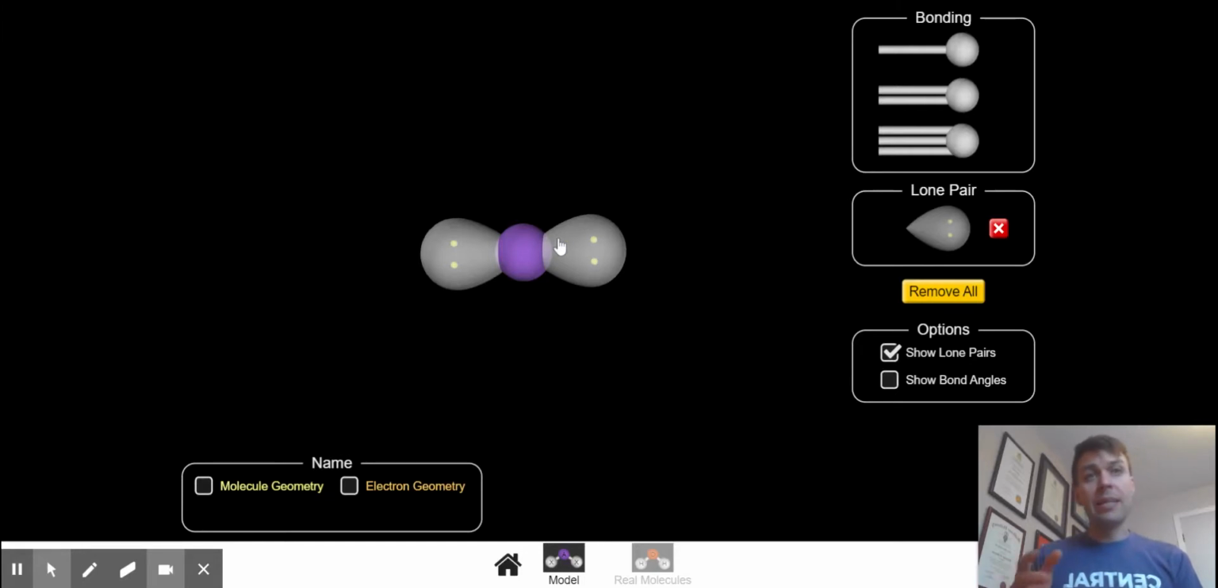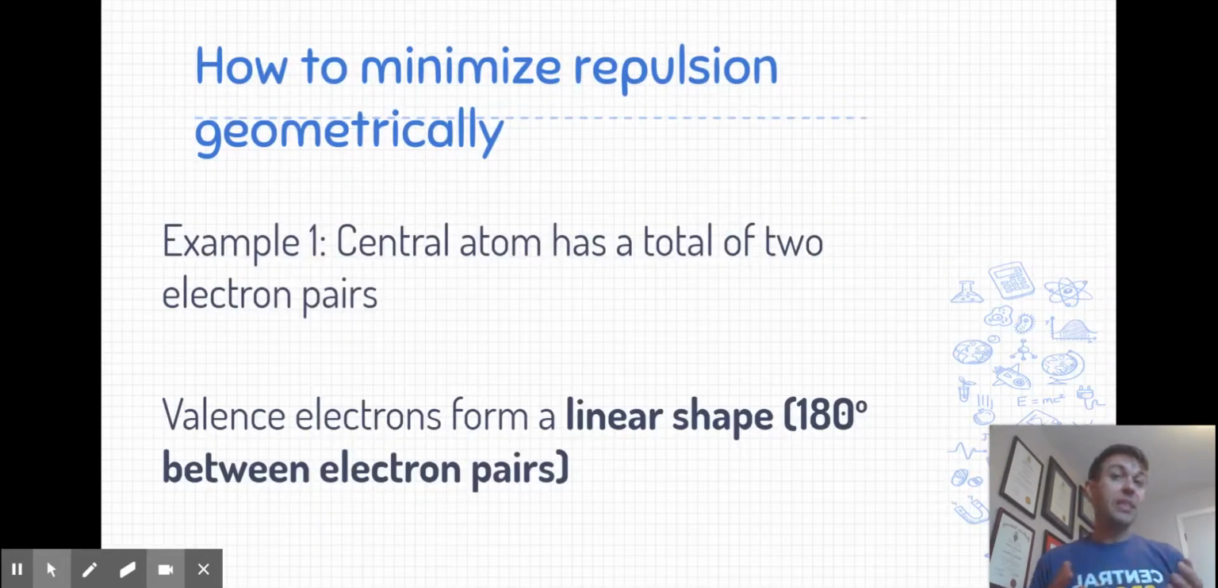We see that when we have two pairs of electrons, they'll arrange themselves on either side of that atom, forming a straight line from one electron pair to the central atom to the other electron pair. This is referred to as a linear shape, and there is 180 degrees between those two electron pairs. So we've seen that in order to minimize repulsion when there are only two pairs of electrons around the central atom, the electrons will form a linear shape, with 180 degrees between those electron pairs.